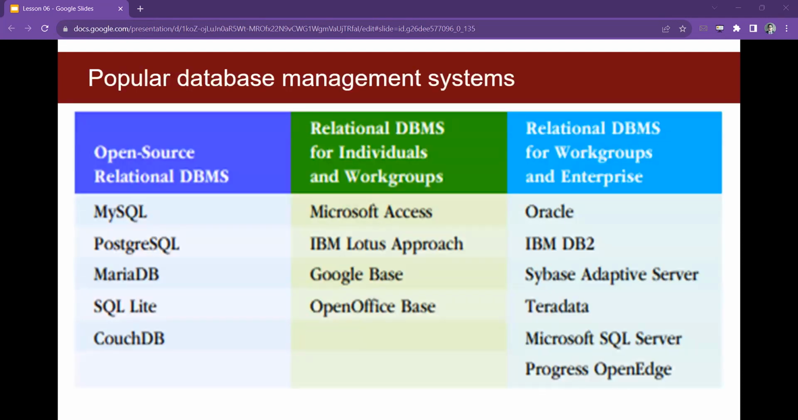So these are some popular database management systems. The open source ones are MySQL, PostgreSQL, and SQLite. These are some relational database systems at a small enterprise level, and after that Oracle and IBM are at a large-scale enterprise level DBMS software.